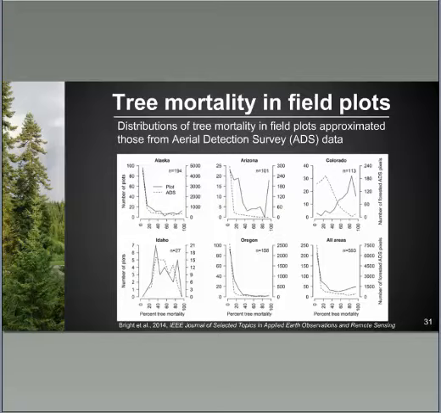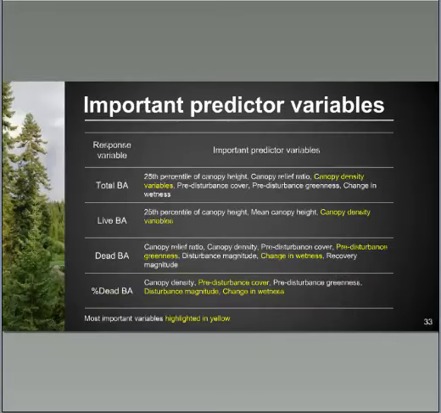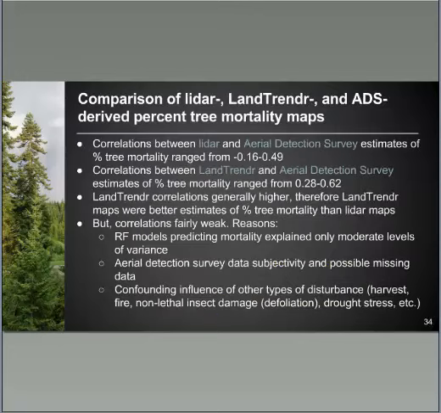All right, I'll go back to, so again, just briefly, dead and percent dead basal area were better predicted by these LandTrendr variables. Pre-disturbance greenness, change in wetness, and disturbance magnitude were important. And we compared our maps to those of ADS, aerial detection surveys, and correlations were moderate. The correlations between LandTrendr models and the aerial detection survey data were a little better, also showing that LandTrendr and the Landsat archive is just a little better at predicting and capturing variation in dead basal area.